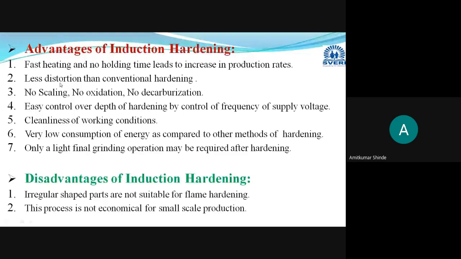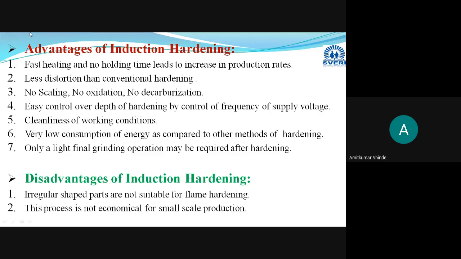Induction hardening is a very fast heating process. It requires very little time as compared to the other processes we have studied till now: carburizing, nitriding, carbonitriding, flame hardening, and this induction hardening. Induction hardening requires less time due to very fast heating. No holding time is there, that's why the production rate is very high. Then less distortion. Oxidation and decarburization are not there.